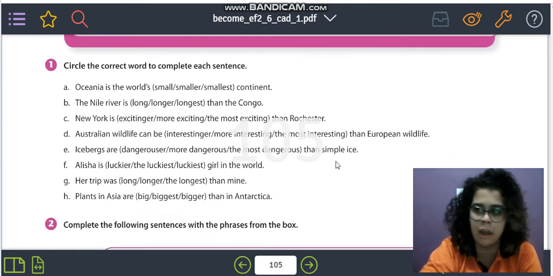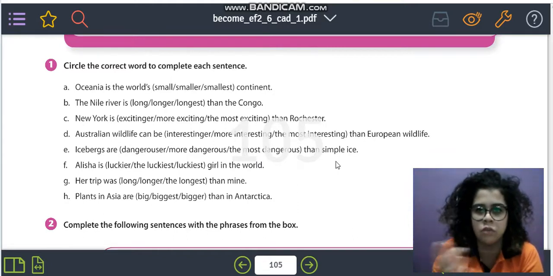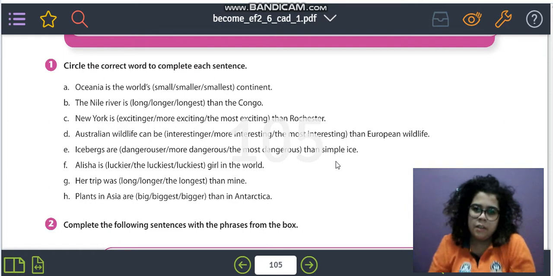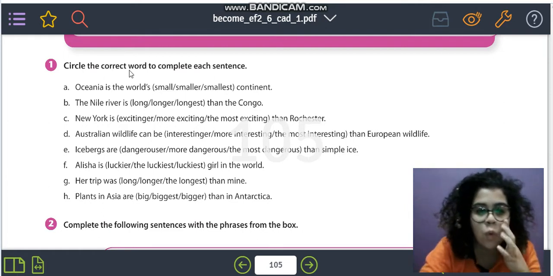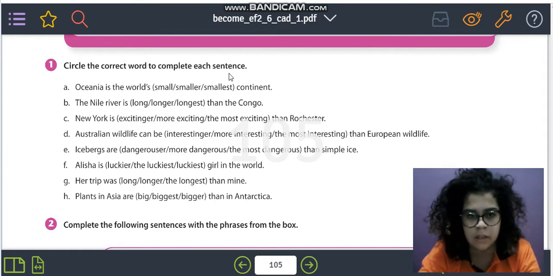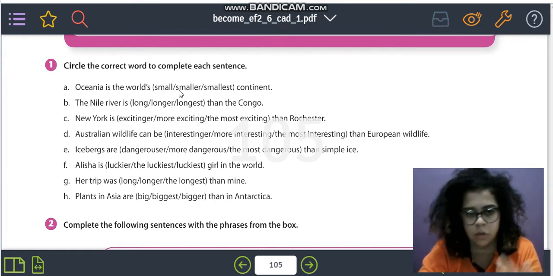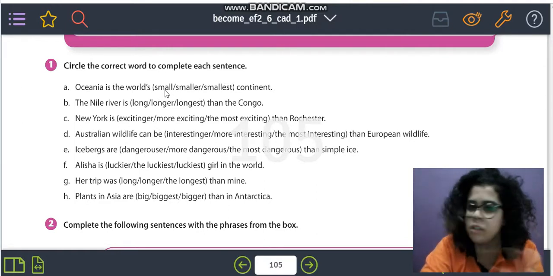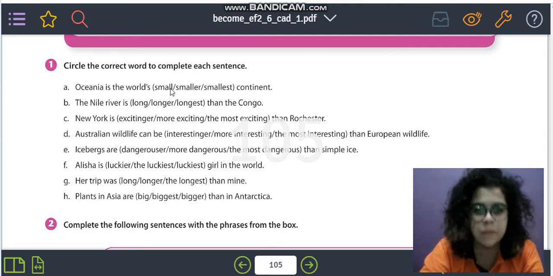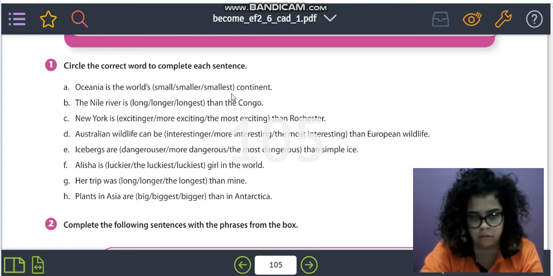So this explanation you already have in your notebook, so I just read it very fast. Okay, so number 1, we're going to circle the correct word to complete each sentence. So here we have small, smaller, and smallest. You're going to choose if it's an adjective without comparison, if it's a comparative, or if it's a superlative, right?